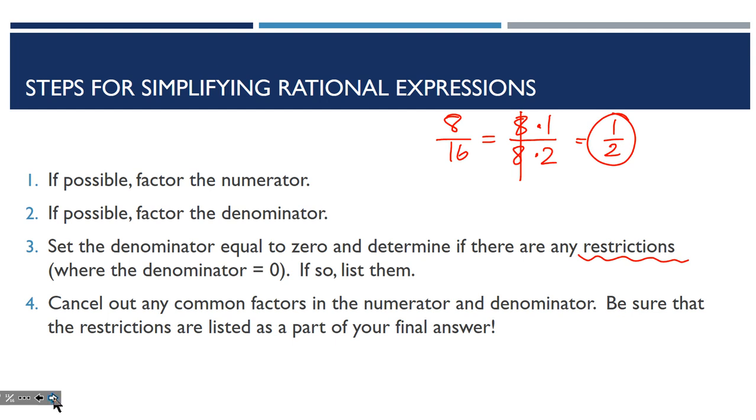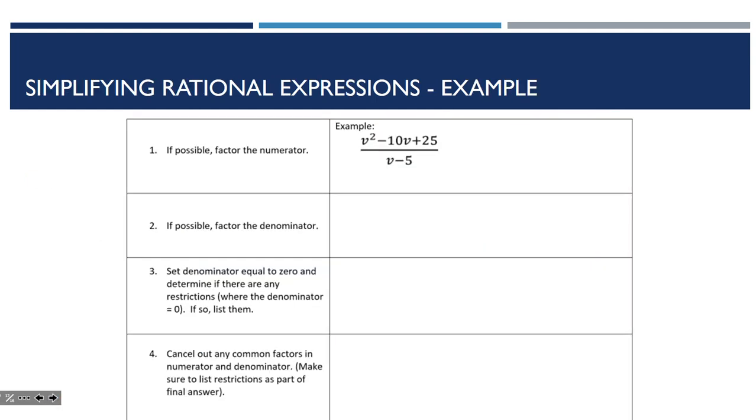So now let's look and see, how do these work when I have a rational expression like this, b squared minus 10b plus 25 over b minus 5. So step 1, factor the numerator. Well, b squared minus 10b plus 25, that's a quadratic trinomial. That's going to factor into b minus 5 times b minus 5. I'm just going to rewrite the denominator.